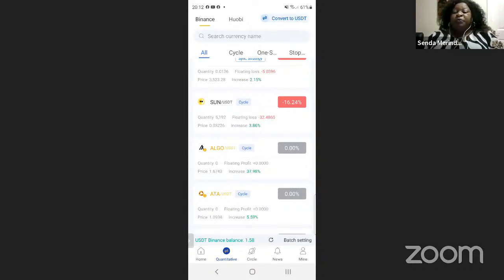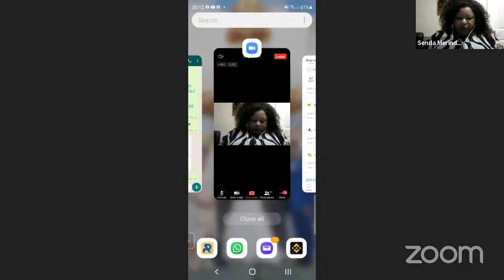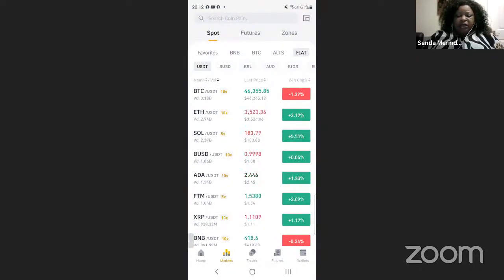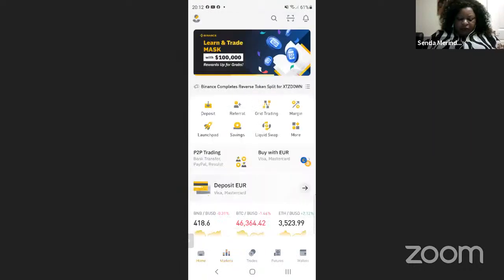But you can also help the robot. You can analyze a coin and let the robot pick that coin for you. So let's see how that happens. Algo is what we want to trade with, but before we do that, we go to Binance. So I'm going to go to my Binance. So that's my Binance. Usually when you go to Binance, obviously this is your home page.